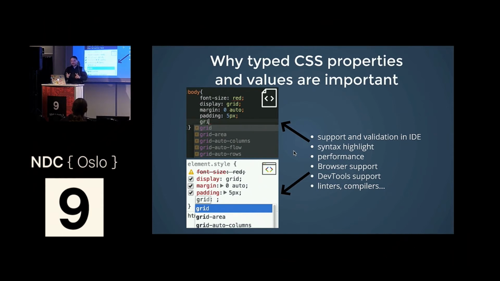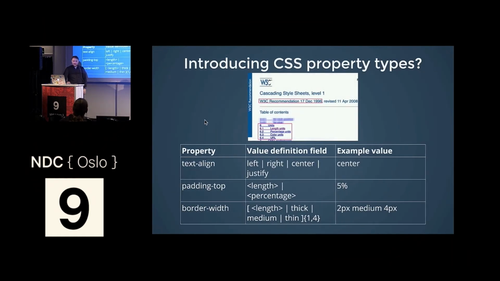So, if we provide types for CSS custom properties, not just strings as it is now, immediately we have support and validation in the IDE, syntax highlighting, performance updates, and of course in the browser, in DevTools. Can you imagine, immediately you're saying, my custom property is a number. As soon as you put red there, your DevTools say, no, it's not true. The same you can apply to linters, compilers, so a lot of abilities. And you will say, okay, should we invent types in CSS? And if you're not sure, let's take a look. CSS was invented in 1996.